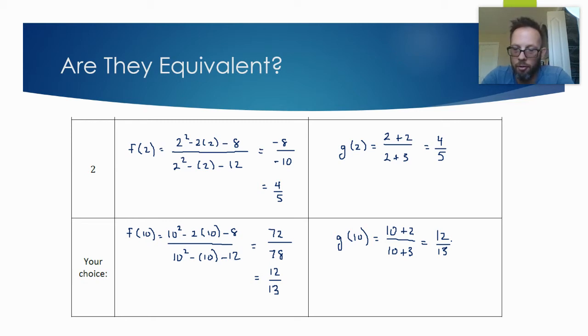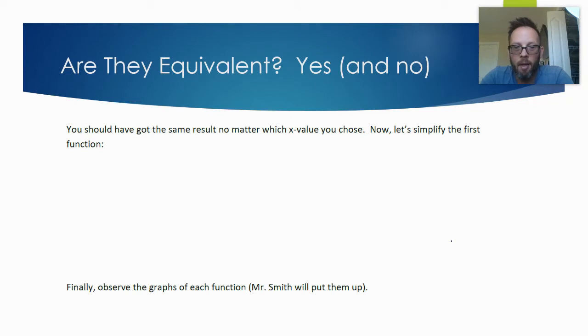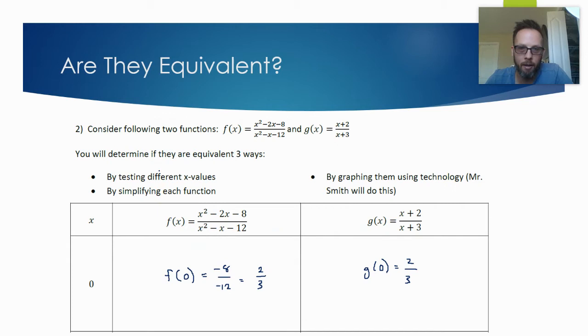So our conclusion, are they equivalent? Well, the answer is like almost. It's a very strong yes with one kind of little distinction. Now, the distinction we'll get to in a second. But let's try to simplify this. So let's take f at x, the more complicated one. And it was equal to x squared minus 2x minus 8 on top, and on the bottom, we had x squared minus x minus 12.